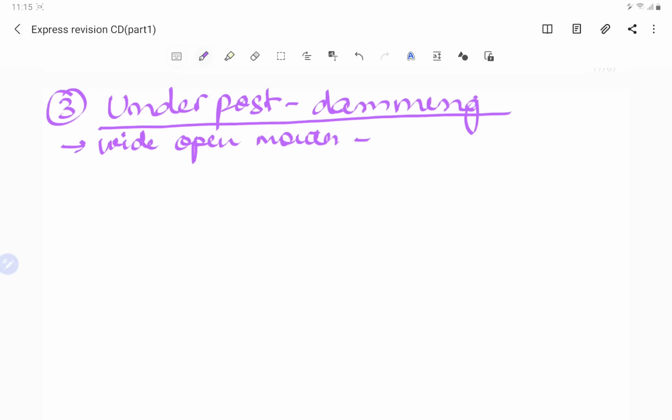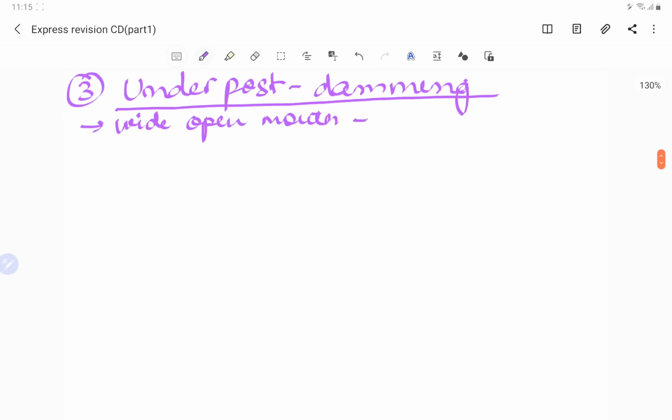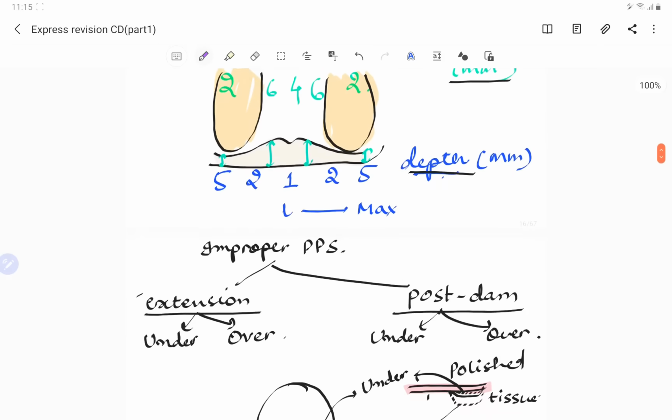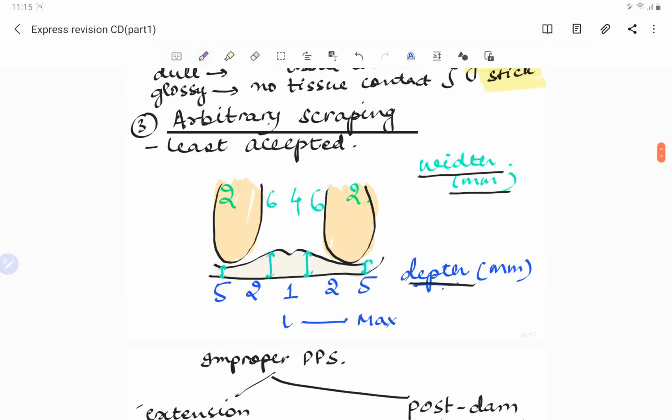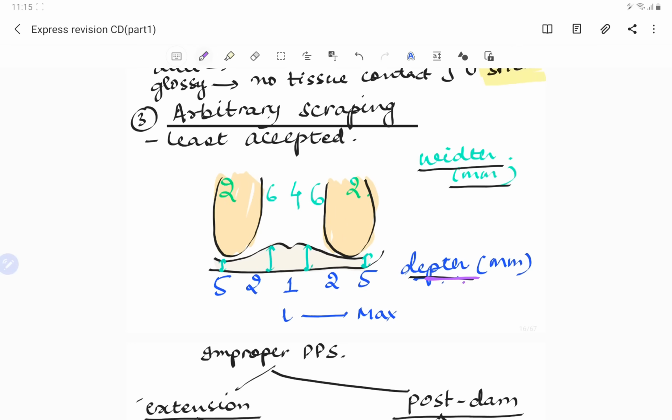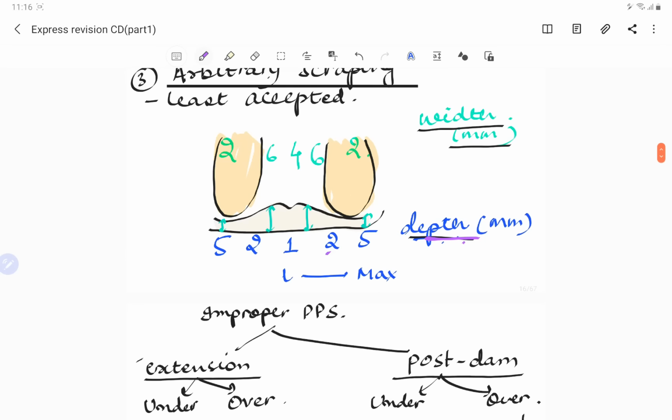So there is going to be the stretching of the pterygomandibular fold. Wide open mouth. And how do we check this under post damming? Post damming is PPS. Under post damming, the PPS is not marked properly. That means the scraping of the master cast is less. This is the arbitrary scraping of the master cast. Under means the depth is less. If we are supposed to scrape 2 millimeters, 5 millimeters, 1 millimeter like that, we have scraped very less. Where we are supposed to go by 2 millimeters, we are not going 2 millimeters, we are going 0.5 millimeter like that.